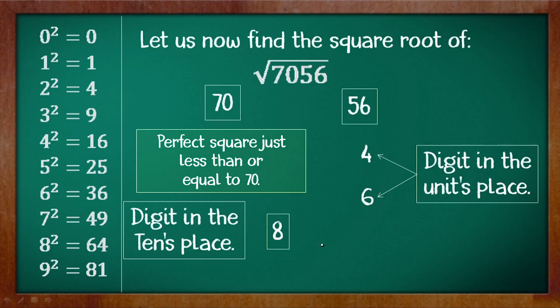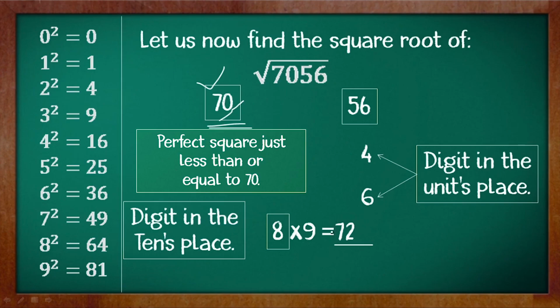To do that, we will multiply 8 with the number that comes after 8. That is 9. So 8 into 9 will give us 72, and we'll compare 72 and 70. Now 70 will either be less than the product or greater than the product.